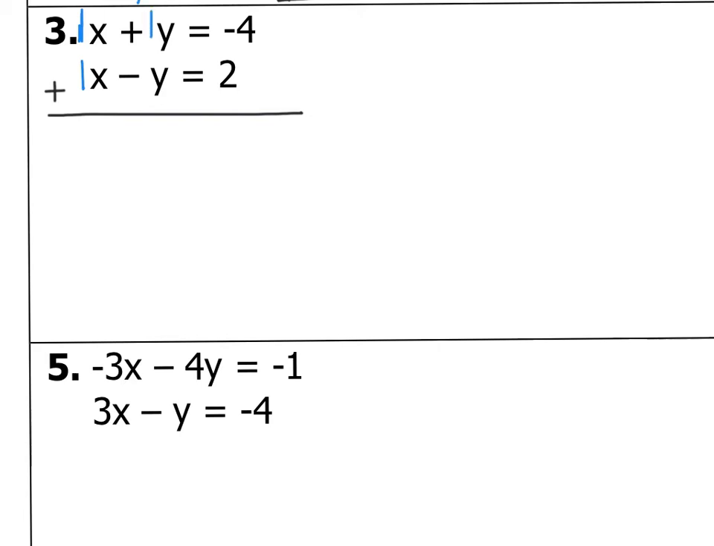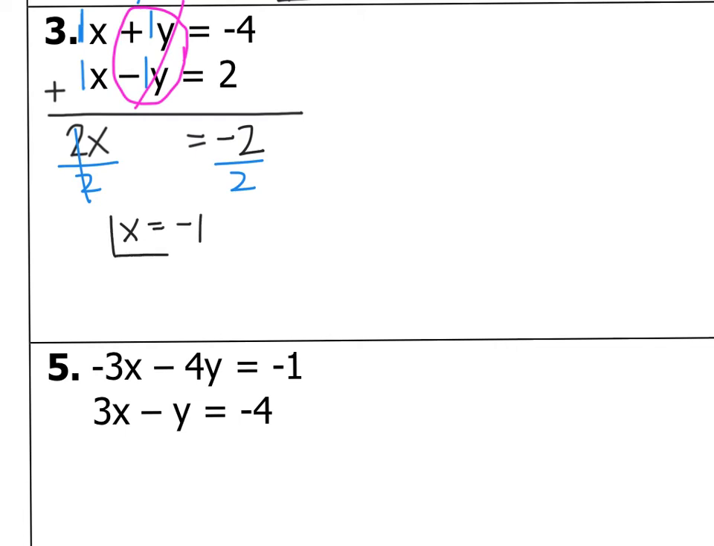Looks like each of my y's also needs me to write in an invisible 1. And they actually give me exactly what I need. I've got a positive 1y plus a -1y. In the end, when I add these together, they're going to cancel and make 0. That's what I want. I've eliminated my y's. So now I'm left with 2x equals -4 plus -2. If I divide both sides by 2, I get x equals -1. Perfect. I've got my x value of my final answer.